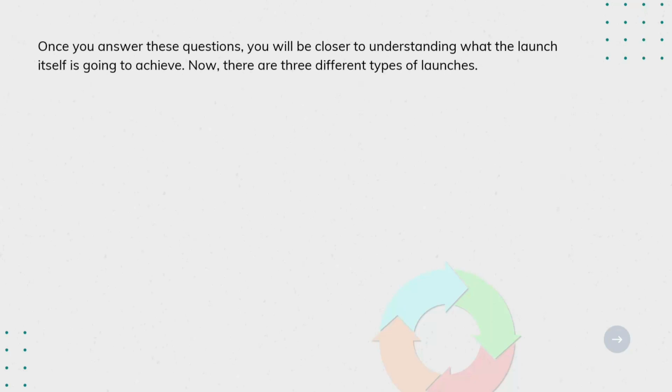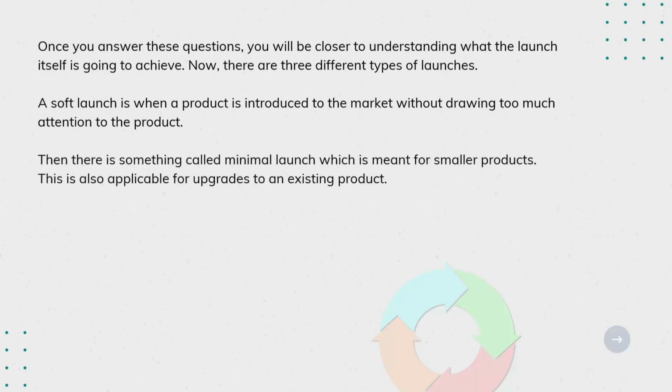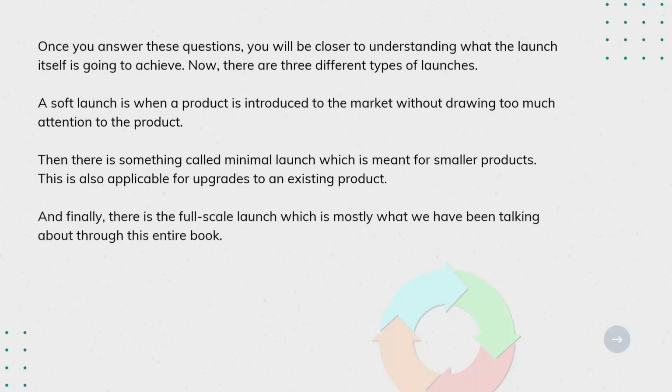Now, there are 3 different types of launches. A soft launch is when a product is introduced to the market without drawing too much attention to the product. Then there is something called minimal launch, which is meant for smaller products. This is also applicable for upgrades to an existing product. And finally, there is the full-scale launch, which is mostly what we have been talking about through this entire book.